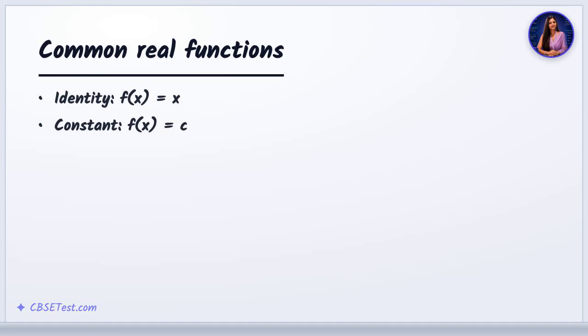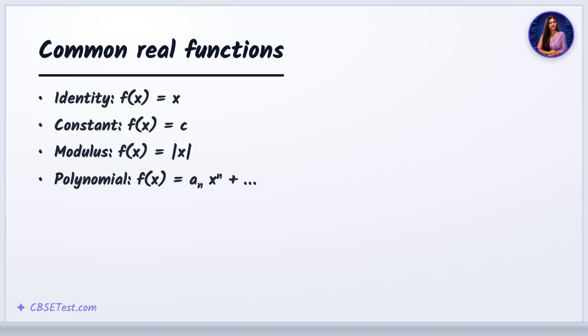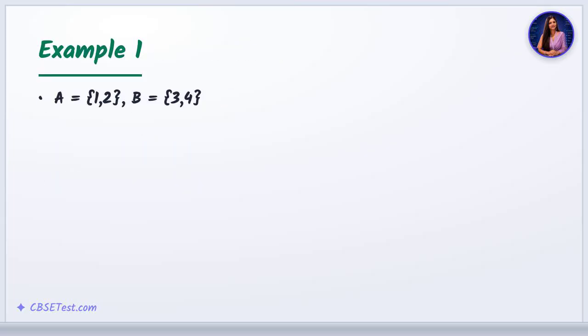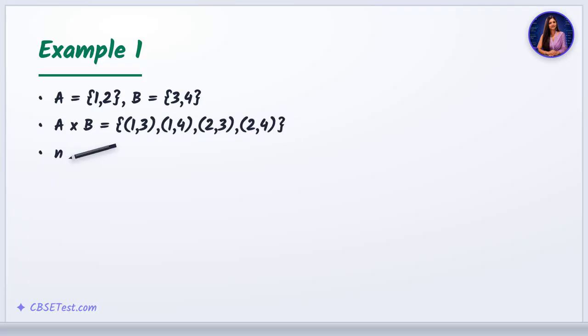Some functions appear everywhere. The identity returns the input unchanged, the constant always gives the same value, the modulus gives the size, and polynomials combine powers of x. For A equals {1, 2} and B equals {3, 4}, the Cartesian product lists all four ordered pairs. As expected, 2 times 2 gives 4 pairs.